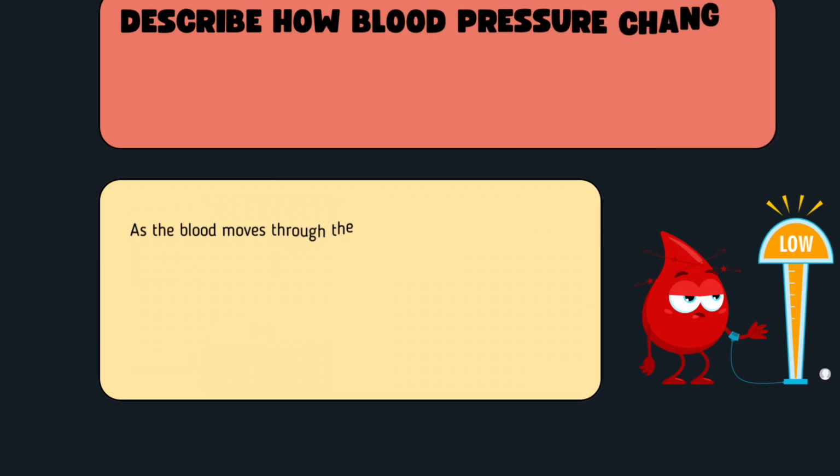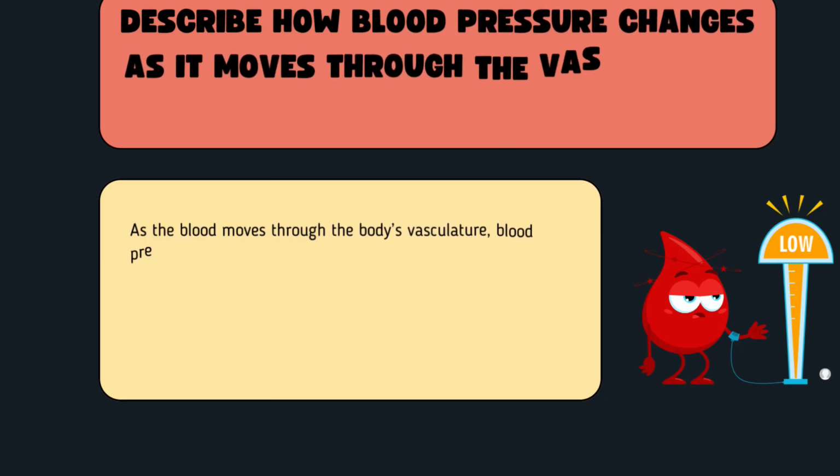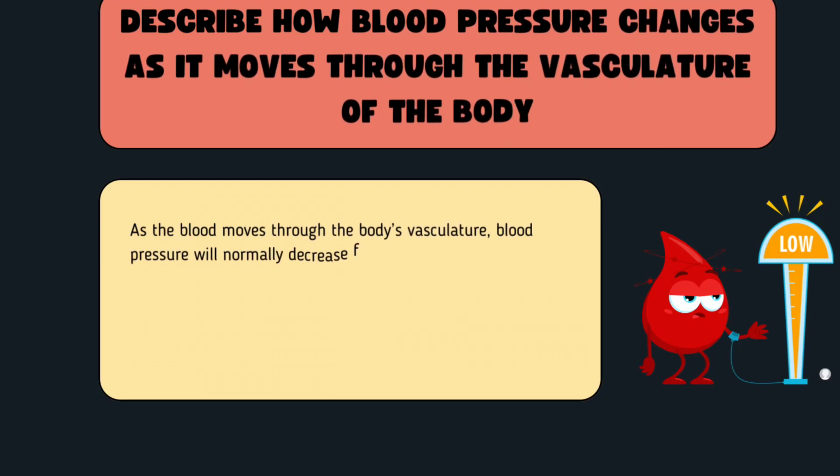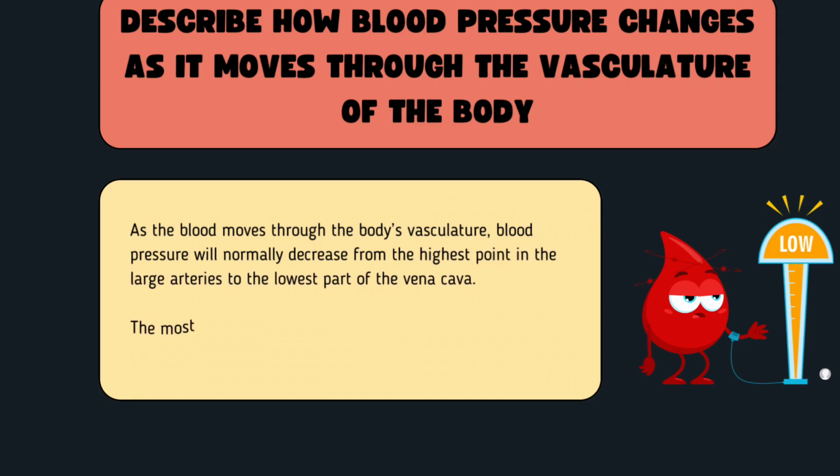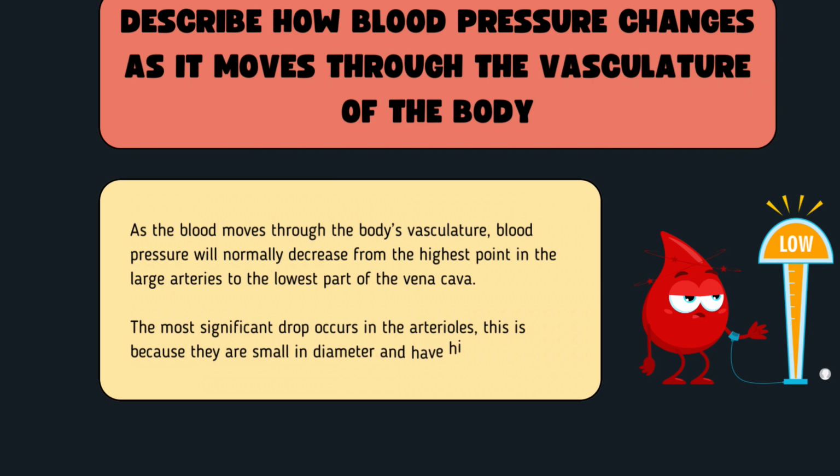Okay, describe how blood pressure changes as it moves through the vasculature of the body. As the blood moves through the body's vasculature, blood pressure will normally decrease from the highest point in the large arteries to the lowest part in the vena cava. The most important drop occurs in the arterioles. This is because they are smaller in diameter and have high resistance to blood flow.